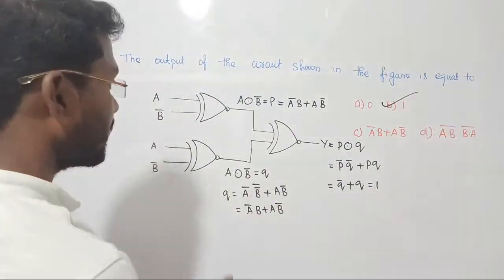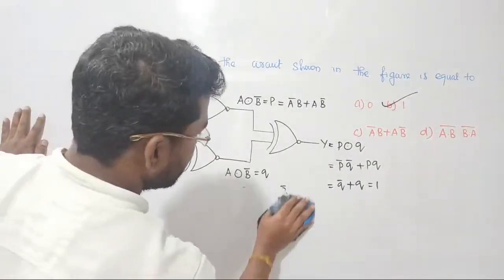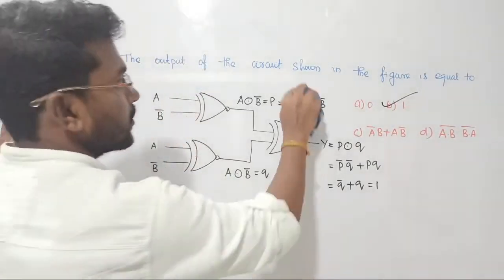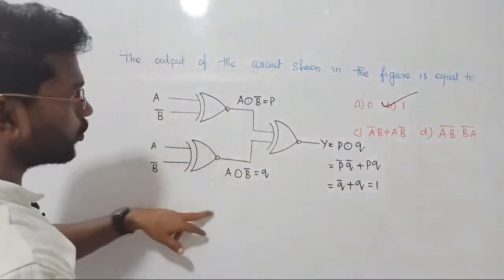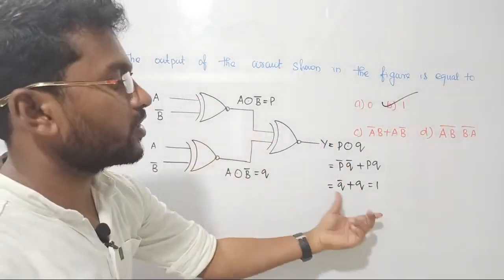Yeah. Let's take the next one. See, this is not required. Please forgive me. Don't waste your time. Directly I can say both are equal. So P and Q are equal, output is 1. It's over.